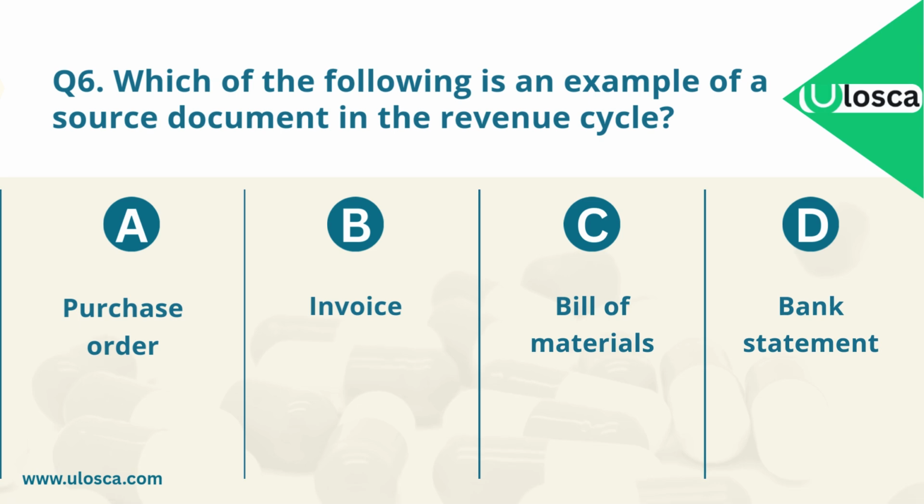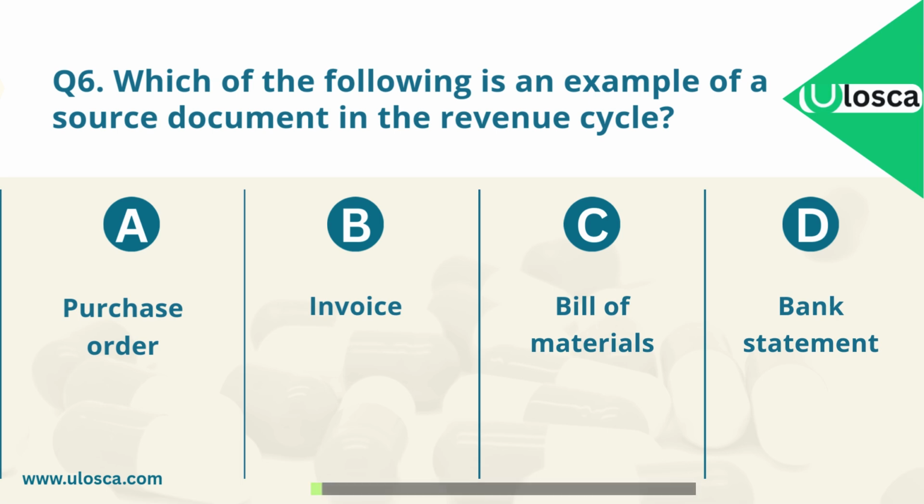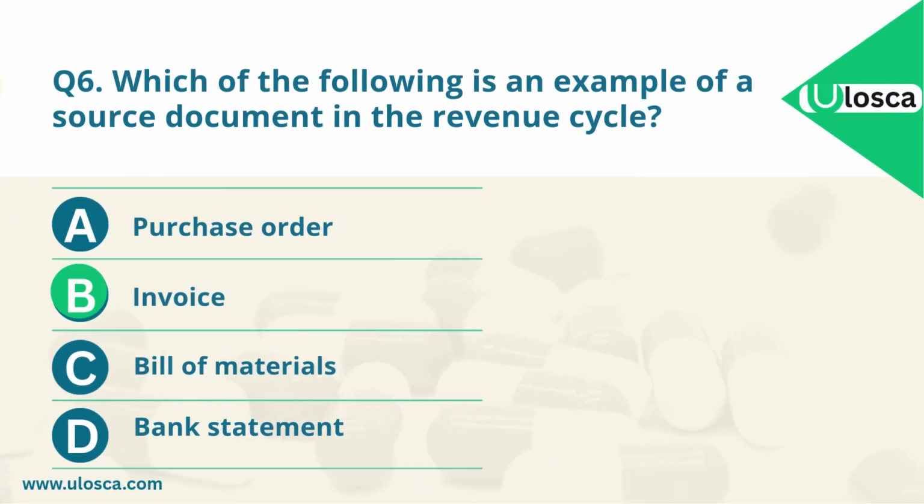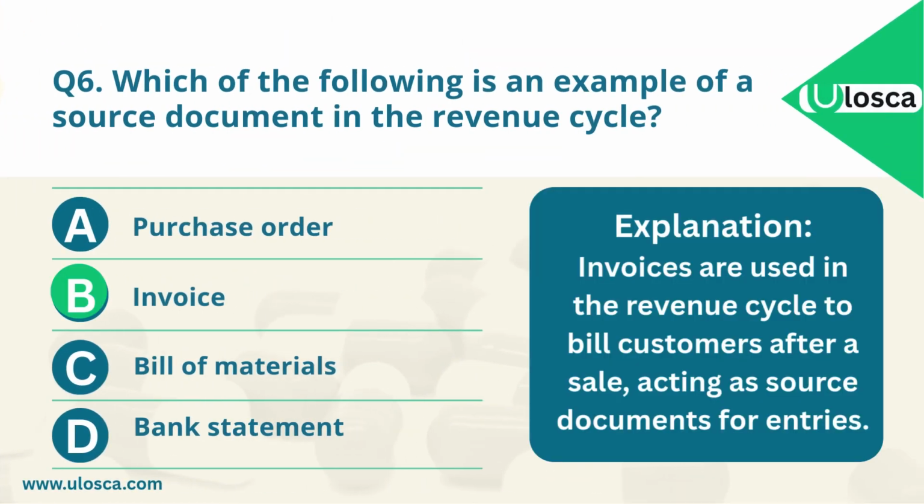Question 6. Which of the following is an example of a source document in the revenue cycle? A. Purchase order. B. Invoice. C. Bill of materials. D. Bank statement. Which one is the correct answer? The correct answer is B. Invoice. Explanation. Invoices are used in the revenue cycle to bill customers after a sale, acting as source documents for entries.